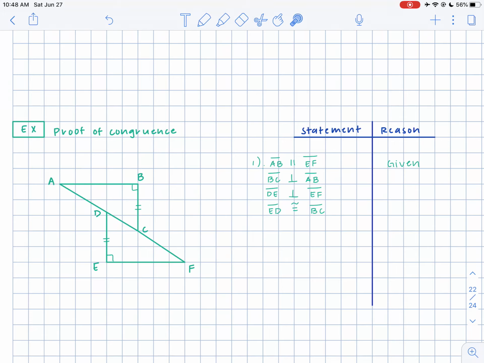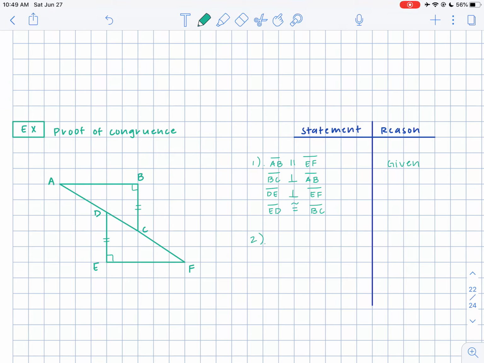What else are we given? Segment DE is perpendicular to segment EF. We can see that because they meet at a right angle. So it is because of the right angle in the figure, we can conclude that these are perpendicular to each other. So that is why we're writing that it's given, because in the figure we see that it's already given. We also know that segment ED is congruent to segment BC because of the hash marks, okay? So all of this information is already given based on the figure we see and what the problem already tells us, okay?